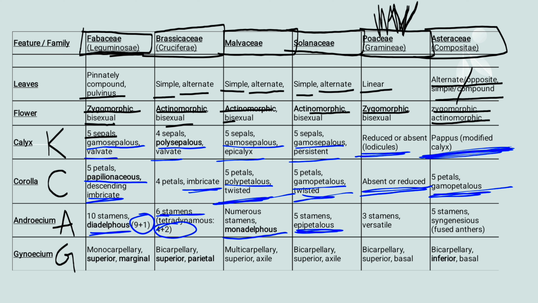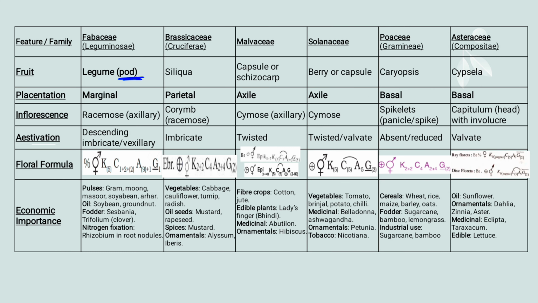Epipetalous we have seen in brinjal, superior ovary and marginal placentation. Parietal multicarpellary superior ovary is seen in mustard, and China rose shows axile placentation. Superior ovary and axile placentation. Superior ovary and basal placentation, and also ray florets inferior, which means epigynous. So legume. Next you need to remember Solanaceae berry or capsule. It's cypsela. In Malvaceae it can be capsule or schizocarp.